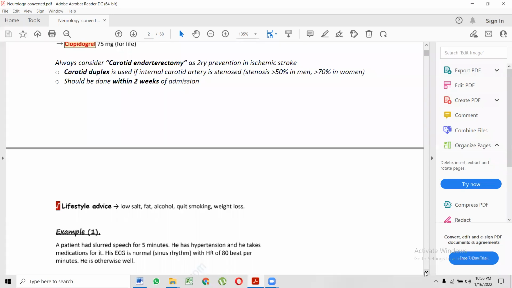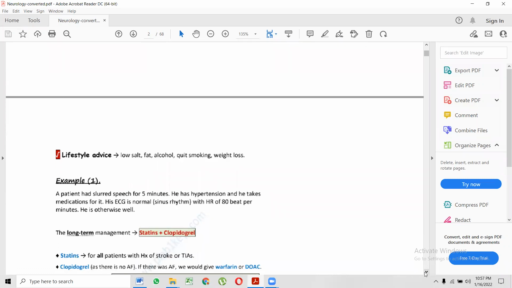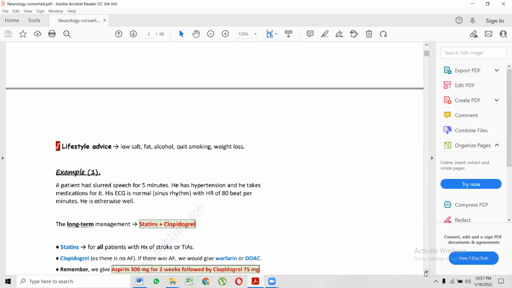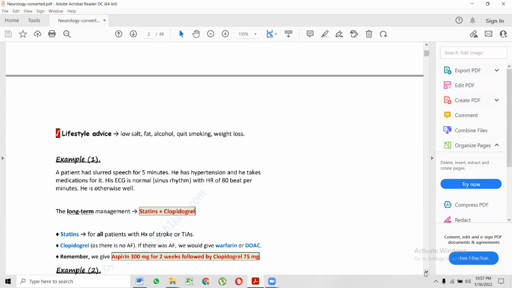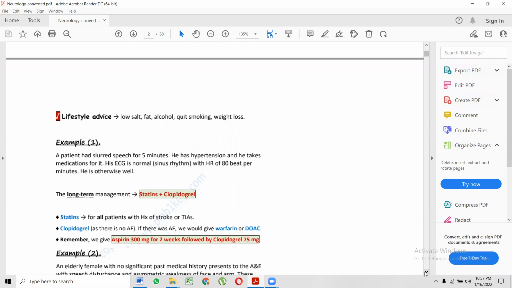Clopidogrel and statins. Yes, clopidogrel and statins. Statins need to be given to all patients with a history of stroke or transient ischemic attack. Initially, we give aspirin 300 mg for 2 weeks. Then we start clopidogrel 75 mg lifelong.